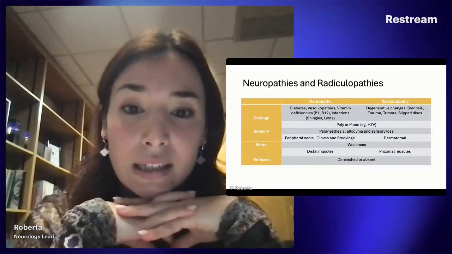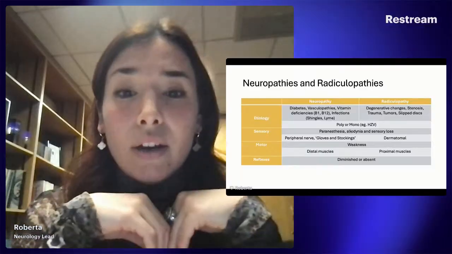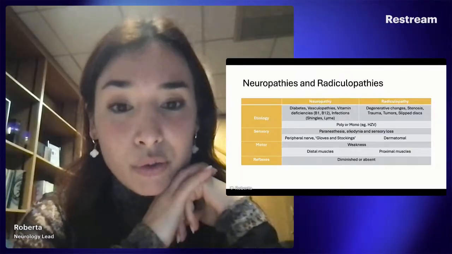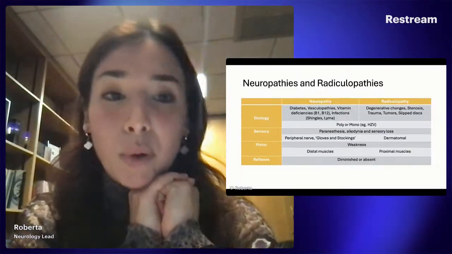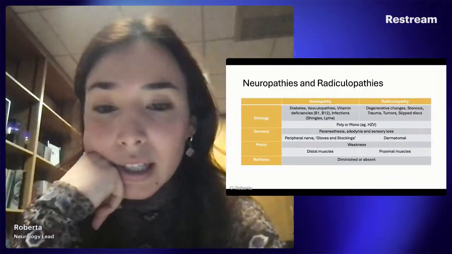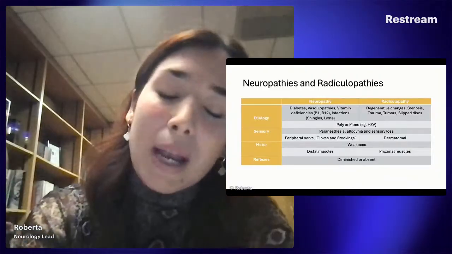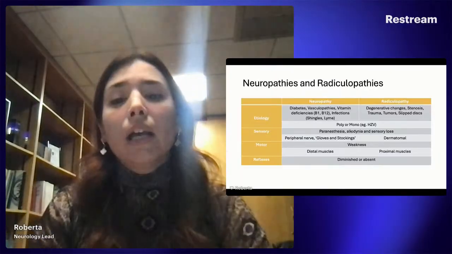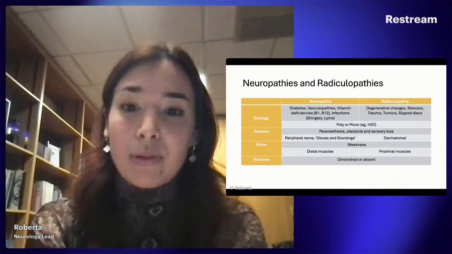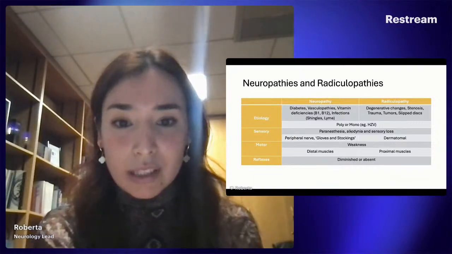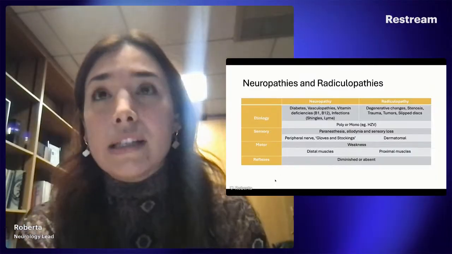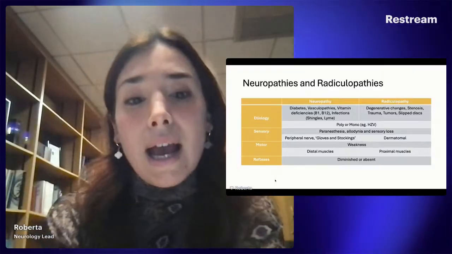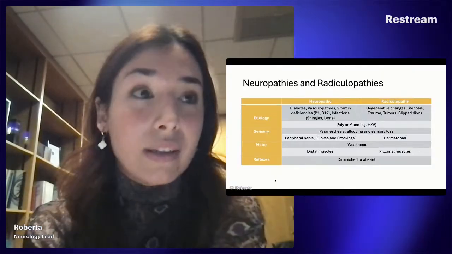Now, they can both present as a polyneuropathy or polyradiculopathy, so multiple nerves or multiple nerve roots involved, as well as a mononeuropathy or monoradiculopathy, mono being only one. The way it presents will depend on the etiology, so the underlying cause. From a sensory point of view, they will both present with paresthesia, which is abnormal sensation, allodynia, which is a painful sensation resulting from a non-painful stimulus, and potentially over time with sensory loss as well.